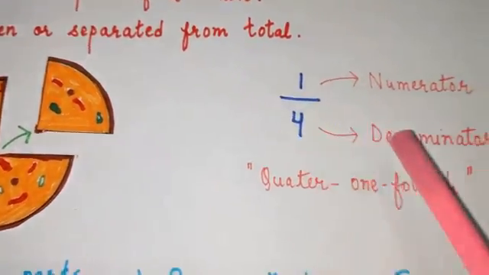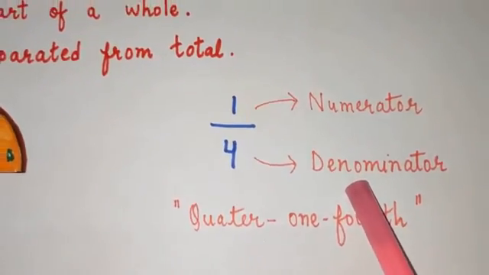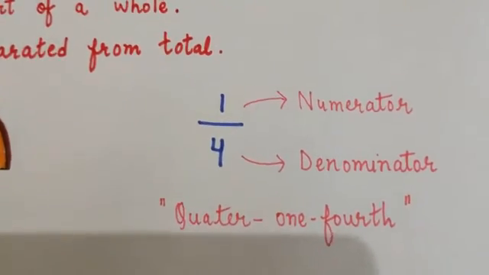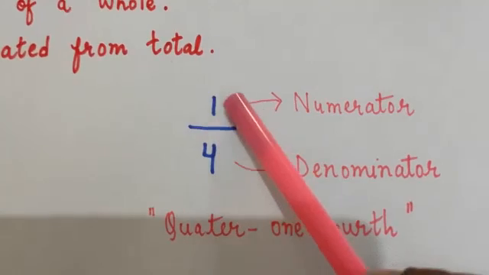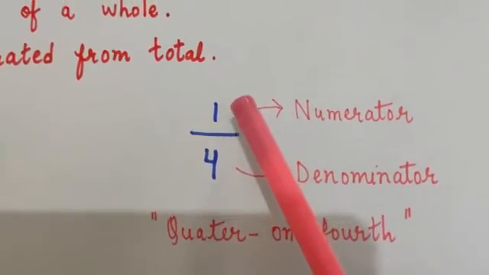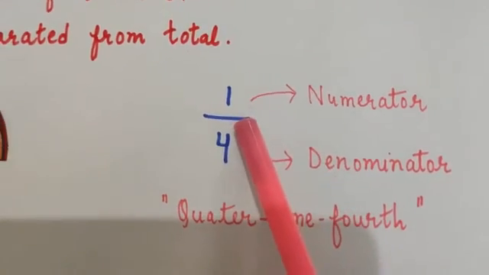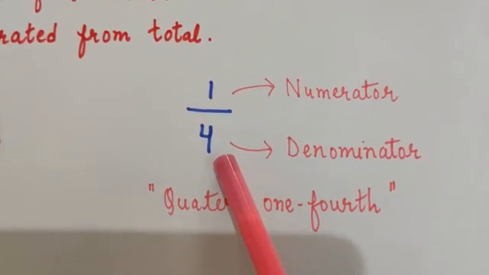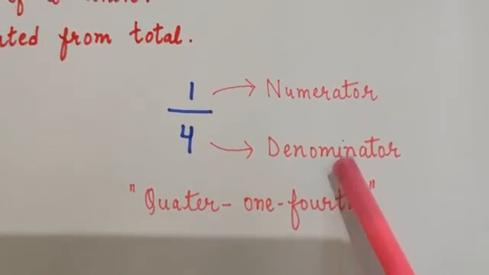So 4 would be said as the denominator because it was the whole part, or it was representing the whole number. Okay, then I ate 1 part of it. That means 1 would be your numerator. So the above number is known as the numerator. This is the sign of by or division. Then the below number is known as the denominator.